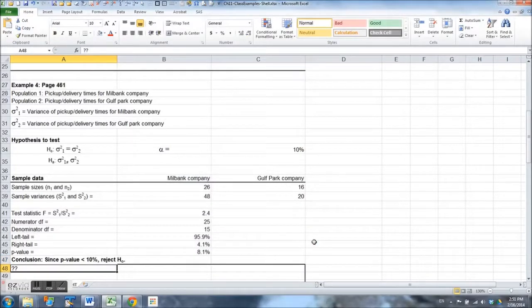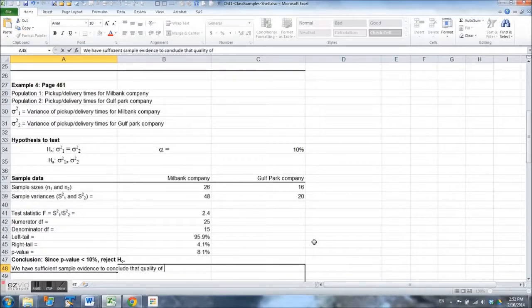So we have sufficient sample evidence to conclude the quality of service, as measured by the variance of arrival delivery times for the two companies, is not the same.